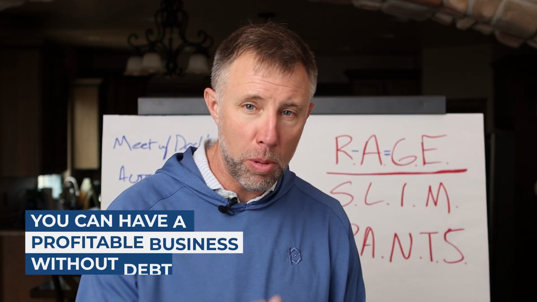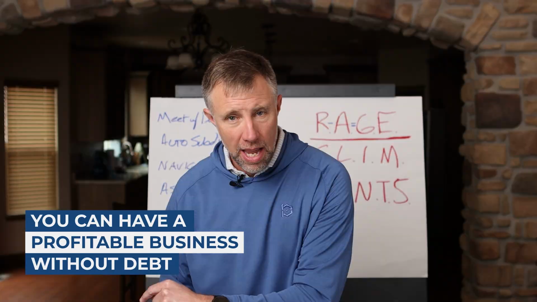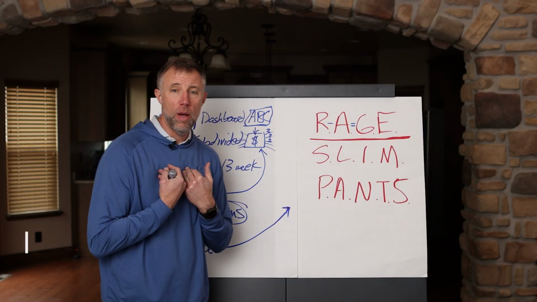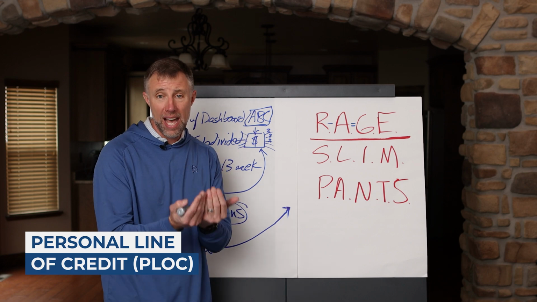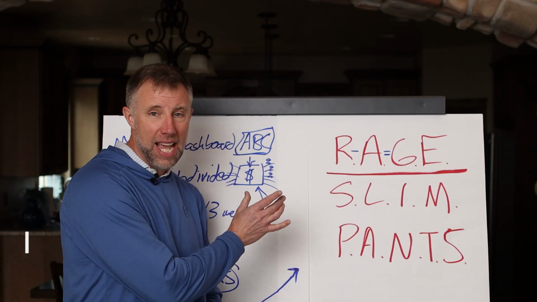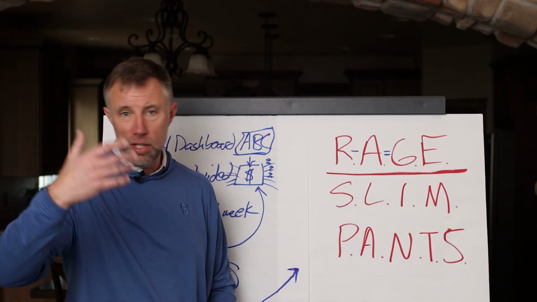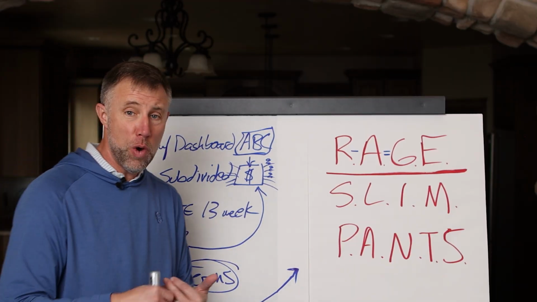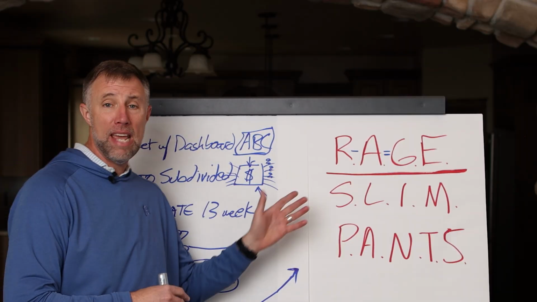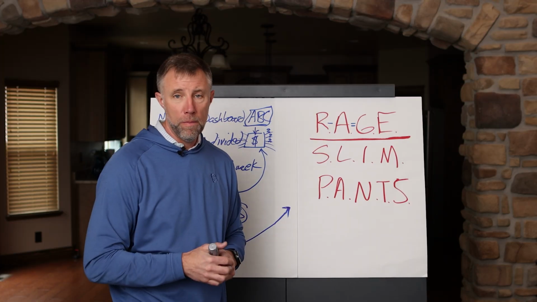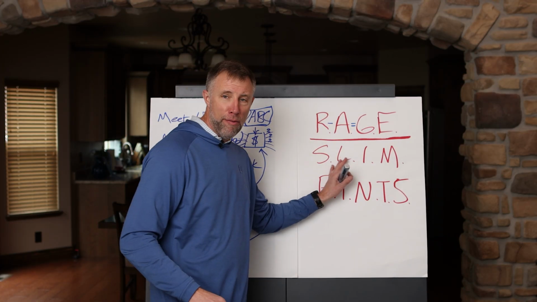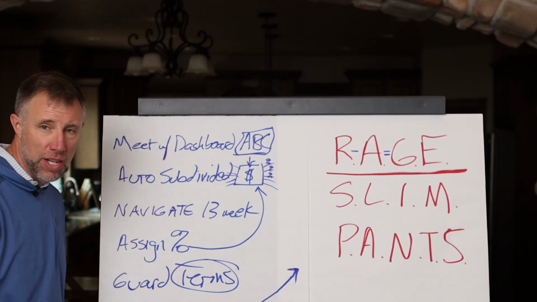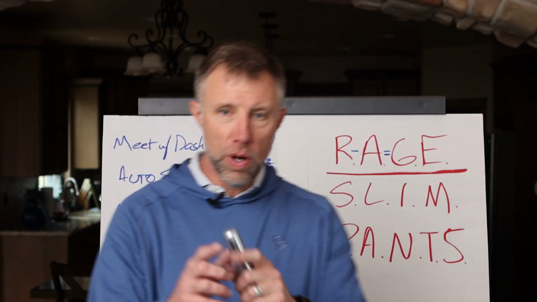You can have a profitable business without debt. In fact, you can set up one of these cash accounts right here, what we call a PLOC, or a personal line of credit. You put money in that cash account, and over time, 12 months, 24 months, 36 months, you can start to front load projects on your own, and you don't have to go there. It can be a rainy day fund for you. And so when we can start fitting into our slim pants by raging over this, we can begin to manage the cash flow in the business so you're in the driver's seat.